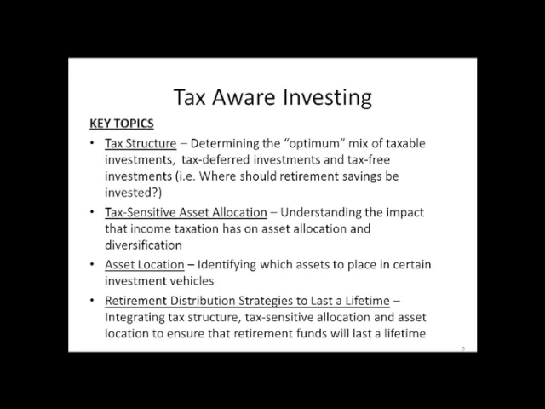So tax structure. What tax structure involves is determining the optimum mix of taxable investments, tax-deferred investments, and tax-free investments. Where should retirement savings be invested? Tax-sensitive asset allocation really looks at understanding the impact that income taxation has on asset allocation diversification. And then asset location is identifying which assets to place in certain investment vehicles.